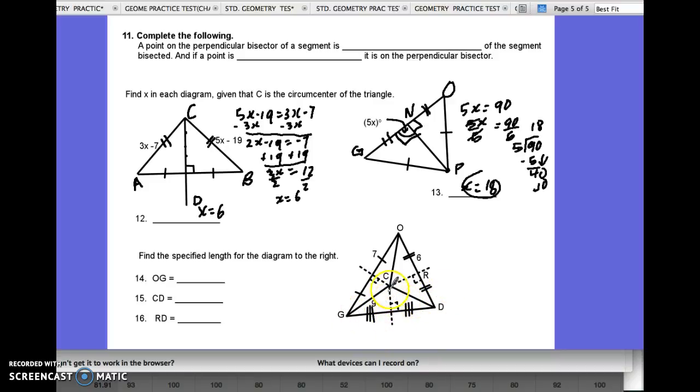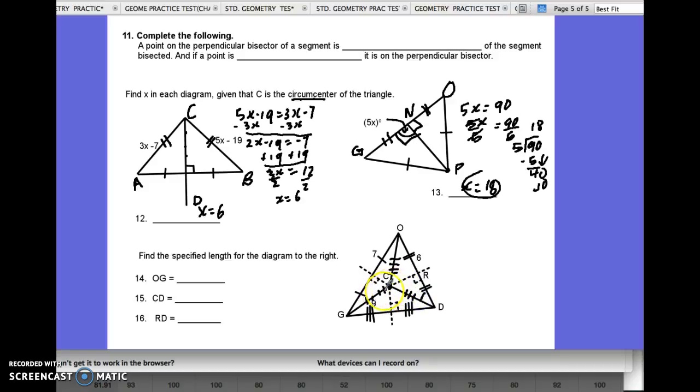Now, where the three perpendicular bisectors meet, that's a special point, and that point is called the circumcenter. So you'll hear that term and you'll see it here. Circumcenter is C. I hope you can see that. Now, there's something special about the circumcenter. The distance from the circumcenter to each of the three vertices, vertex O, vertex G, and vertex D, is the same. Therefore, CO is going to be equal to CG, going to be equal to CD.